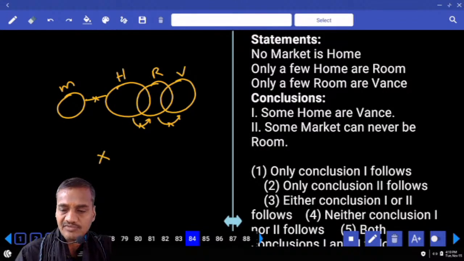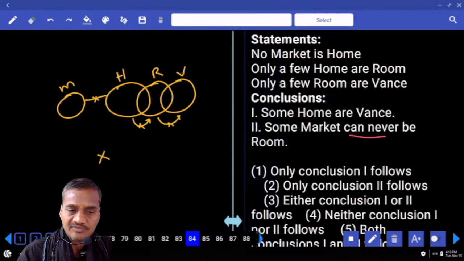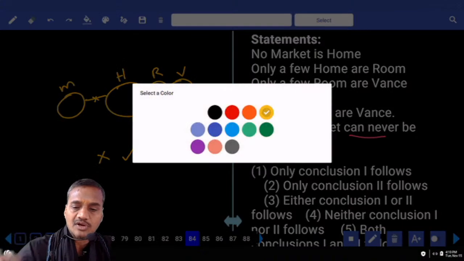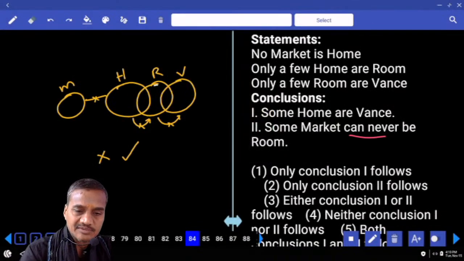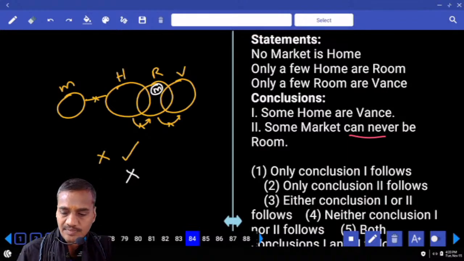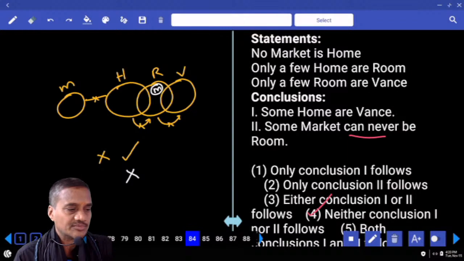Some market can never be room. Some market can never be room. As of now it is true. To make this one false, I need to draw all market are rooms. This entire market must be a part of this room. Tell me, is it possible or not? Yes. And alternate diagram true, previous conclusion false. And so what is your answer? Neither one nor two, choice 4, question number 84.